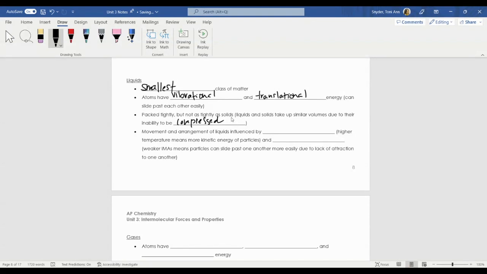Movement and arrangement of liquids is influenced by temperature. We've already been talking about how the temperature of a sample is a measure of its kinetic energy, and that's what that next statement is saying there. Higher temperature means more kinetic energy of the particles, as well as intermolecular forces.